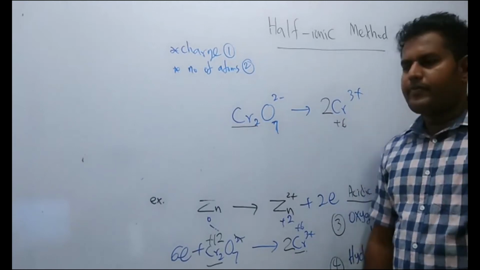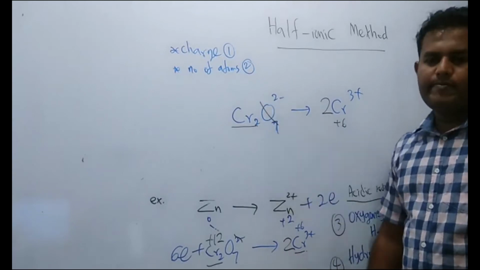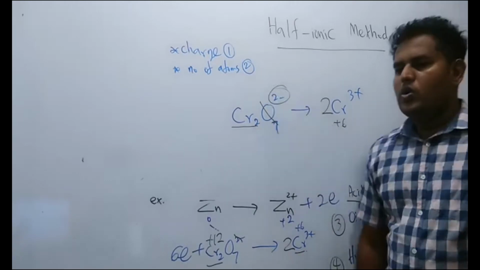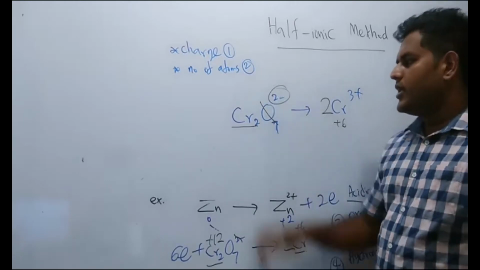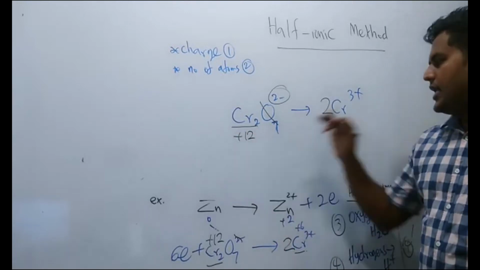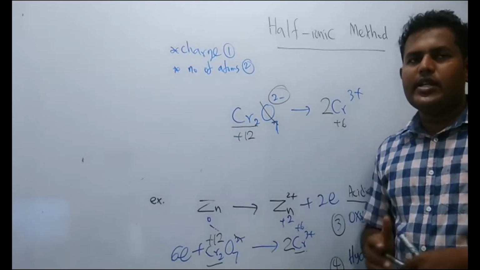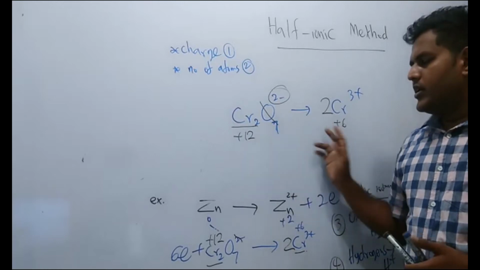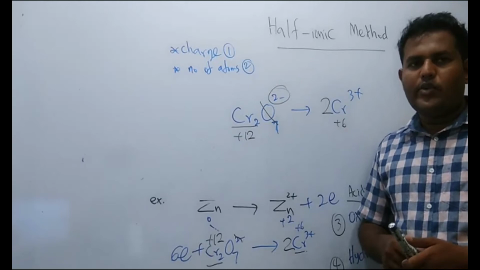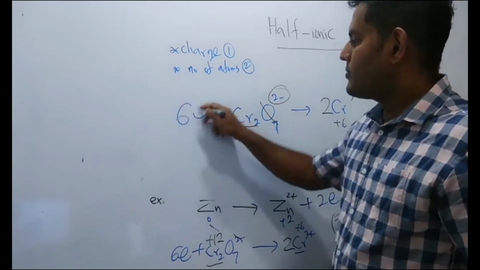Clear? 1 oxygen is minus 2. Minus 2 times 7 is minus 14. Then the 2 chromiums plus 12. So here plus 12 and here plus 6. What is the difference? Plus 12 and plus 6, the difference is 6. So you have to add 6 electrons to the side with the highest oxidation number. So adding 6 electrons here.